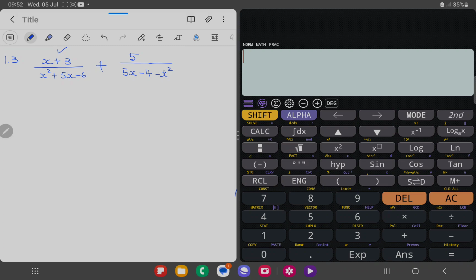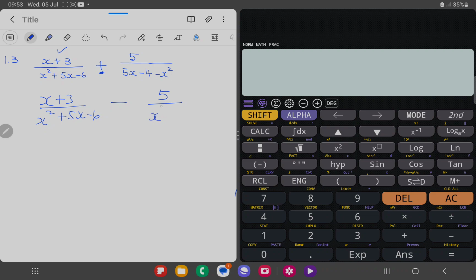Also, after changing this, we must rearrange it in quadratic form. If we want to change this negative x² to positive x², we must change the signs. The first fraction, which is correct, is (x + 3)/(x² + 5x − 6). Then we change this sign, it becomes a negative. Then we have 5 over this x², which changes to positive, and we start writing it.